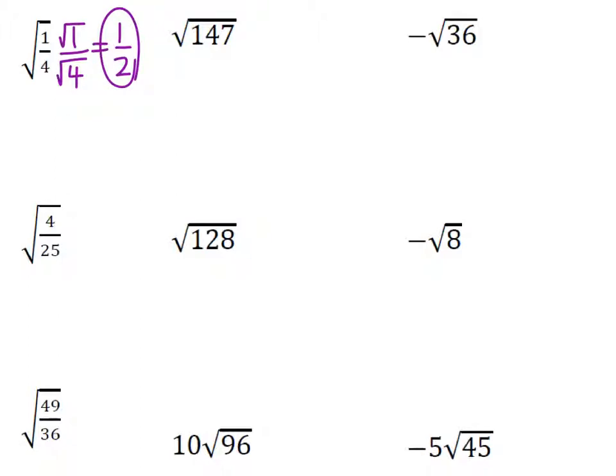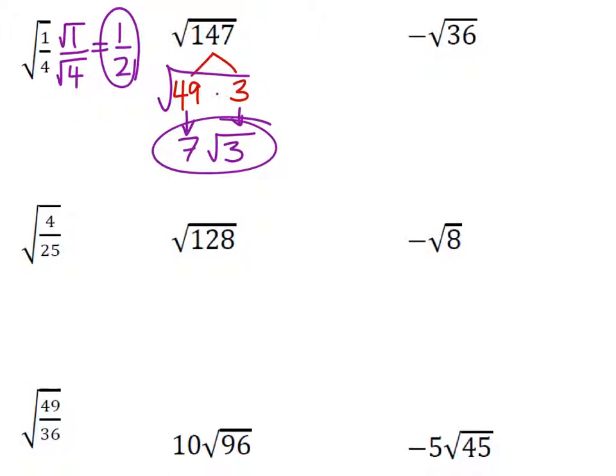The square root of 147, I'm going to split this up. It looks like it's between, well, actually that'd be 49 and 3. So that's the square root of both. Square root of 49 is 7, and the square root of 3 is just the square root of 3. So there's that answer. The square root of 36 is a perfect square. That's 6. Just don't forget to include the negative in front of it.